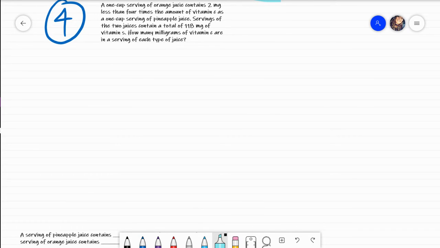So let me look. What's important? Okay, so I have orange juice, right? And as far as the math that I'm concerned about, it told me that it contains 2 milligrams less than 4 times the amount of vitamin C in pineapple juice, right? It also told me that the 2 juices contain a total of 118 milligrams. So this tells me that the 2 juices total 118. So I have orange juice and I have pineapple juice, and they're going to total to 118 milligrams, right? So now the question is, what is my orange juice? What is my pineapple juice?